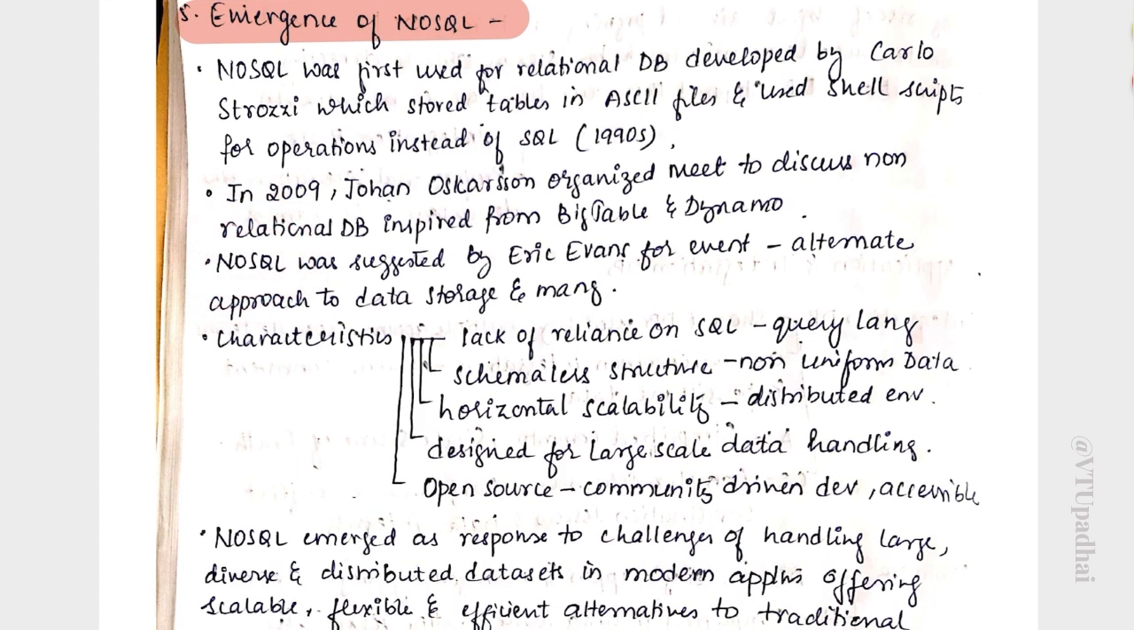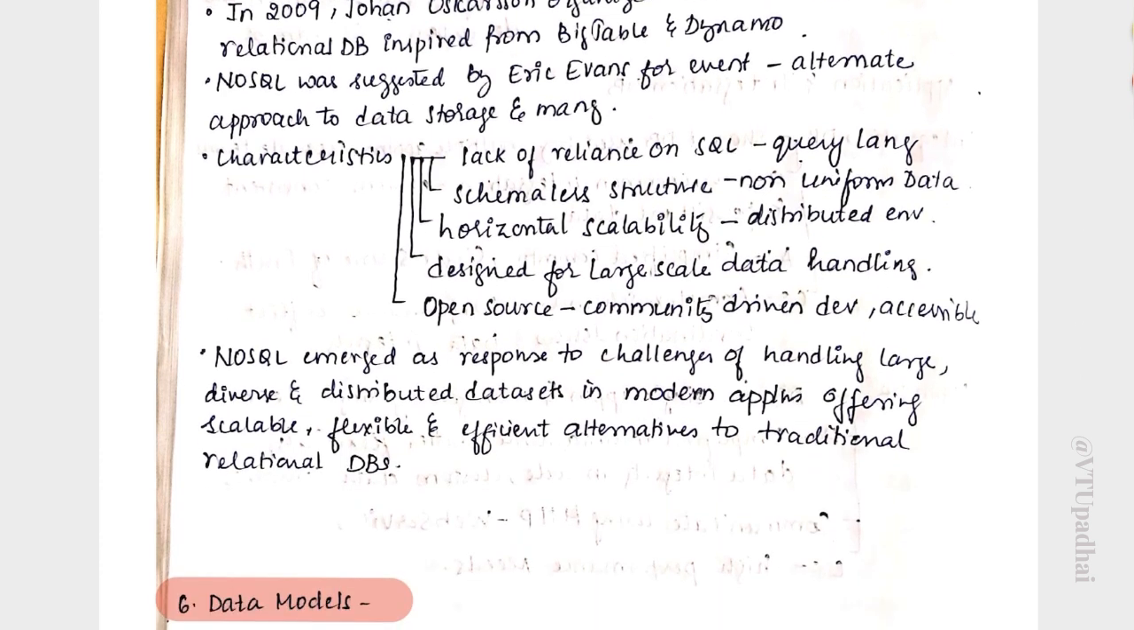Speaking about the characteristics, first one is lack of reliance on SQL as a query language. Then we have focus on schemaless or flexible data structures which will support non-uniform data. Next we have horizontal scalability. NoSQL supports horizontal scalability, which allows efficient operations to happen even in distributed environments. It is designed for large scale data handling, examples being web scale applications. Then it is open source and community driven development, and it is accessible by everyone, right?